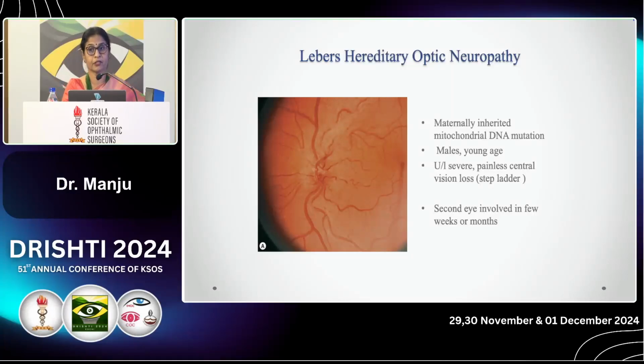Leber's hereditary optic atrophy, usually seen in males of the younger age group between 15 and 35, complains of unilateral, severe, painless central visual loss that occurs in a stepladder pattern. You can see the disc is hyperemic and mildly edematous, edema spreading to the surrounding retina. Sometimes you can see telangiectatic vessels also in the peripapillary region. Mimics an optic neuritis, but here the family history is very important. It's maternally inherited. The second eye is also involved the next few weeks. The prognosis is not good.